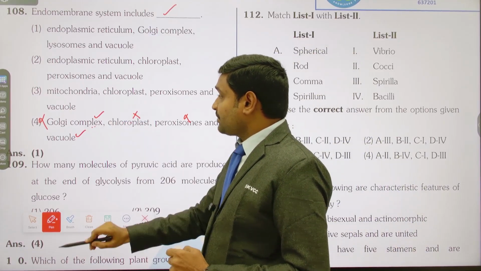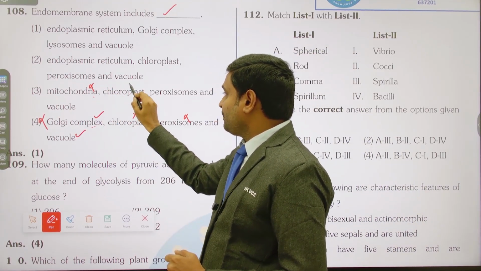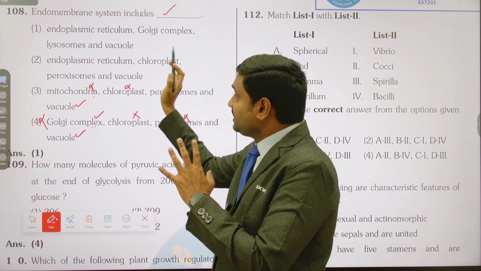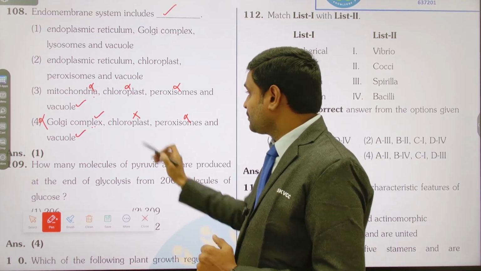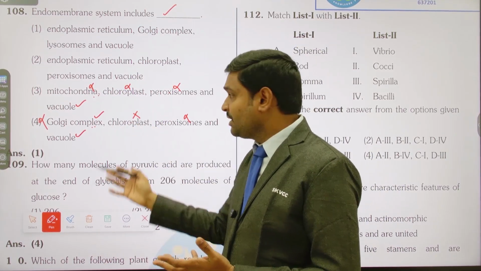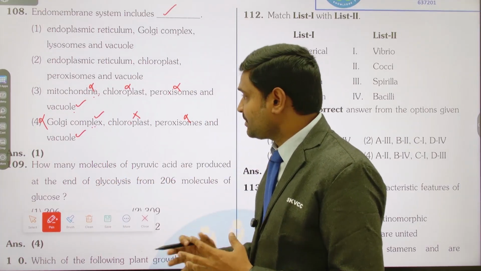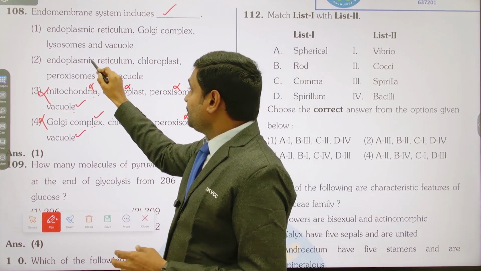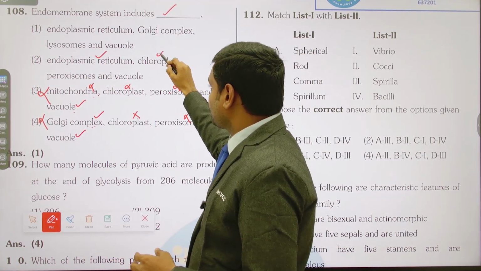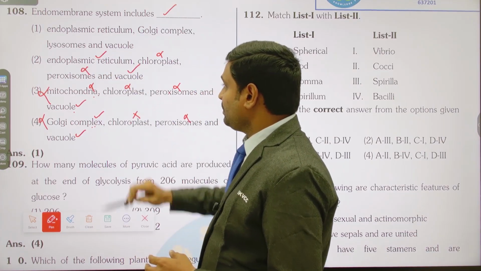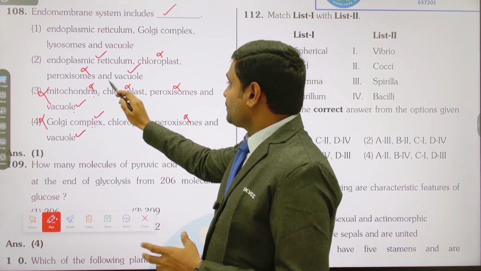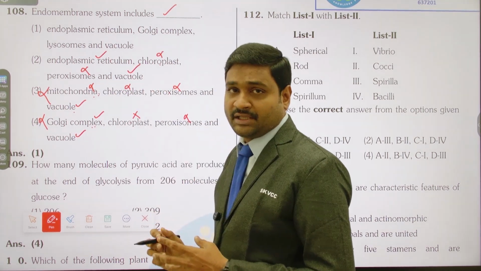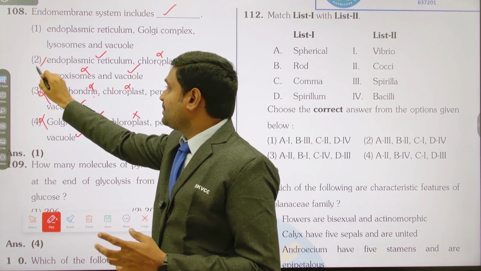If you see the third option, mitochondria, no. Chloroplast, no. Peroxisomes, no. And vacuole, yes. The question is asking only about parts of the endomembrane system. So these 3 are not parts of the endomembrane system, and only the vacuole is. So option 3 is also wrong. Then next, option 2: endoplasmic reticulum, yes. Chloroplast, no. Peroxisomes, no. And vacuole, yes. Here also only 2 represent the endomembrane system, and the remaining 2 do not. So option 2 is also wrong.